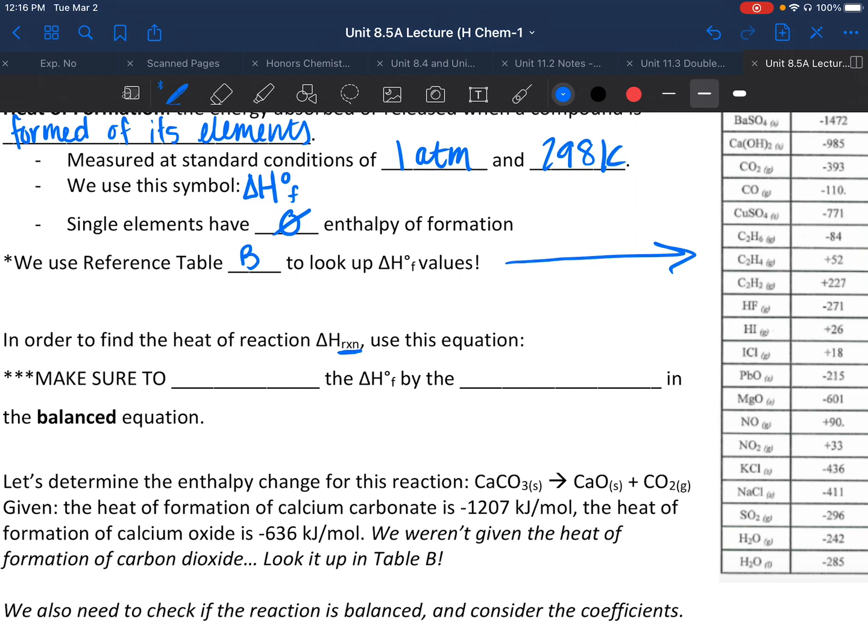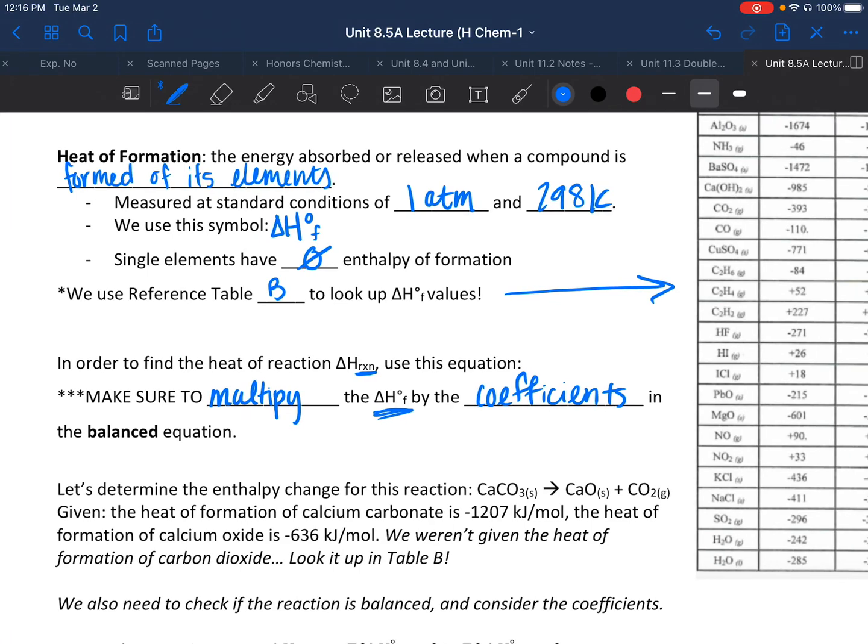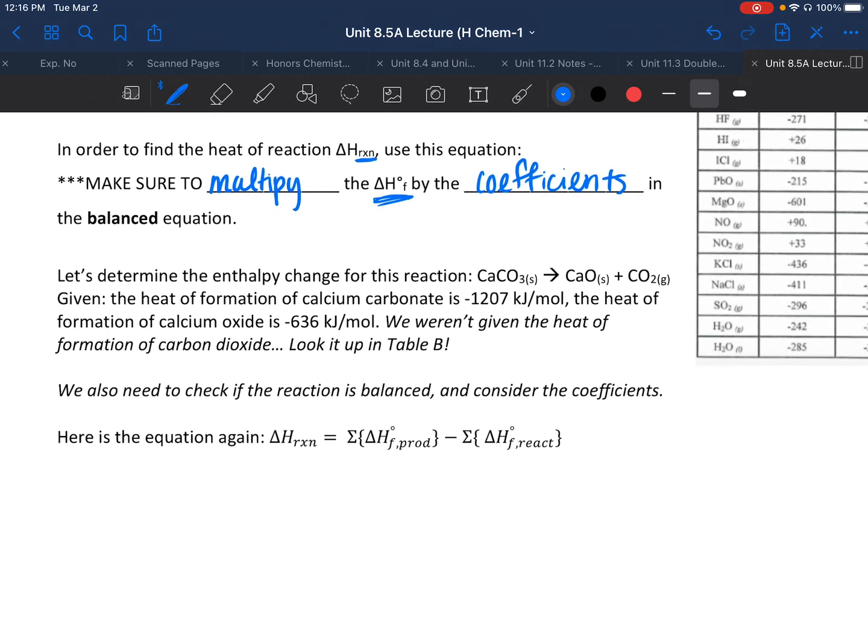And so when we're figuring out the enthalpy of a reaction, we need to make sure to multiply our heats of formation by the coefficients in our balanced equation. And so I'm just going to jump right into an example of how we use the heats of formation to determine enthalpy.